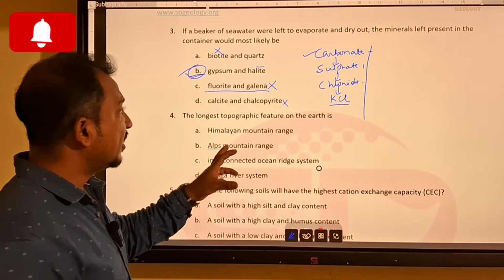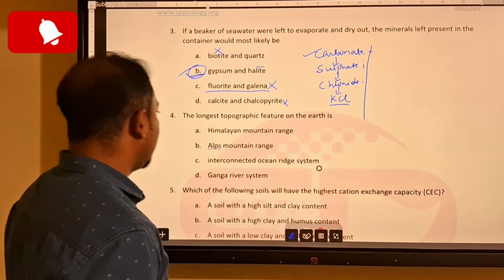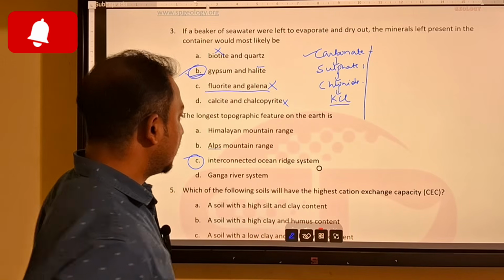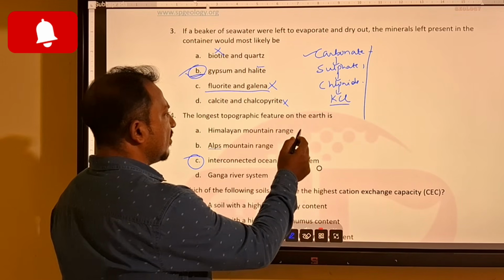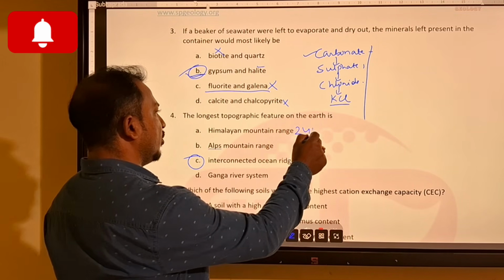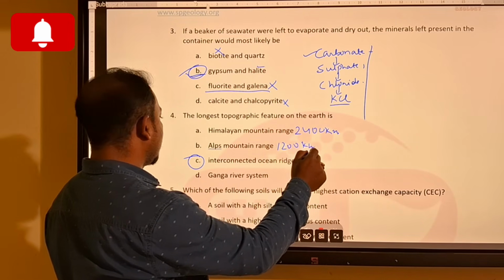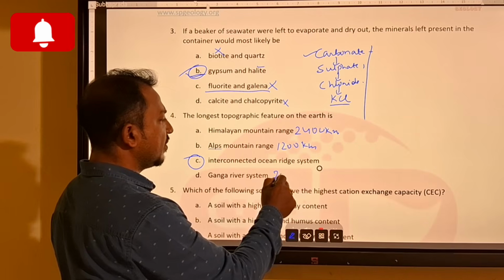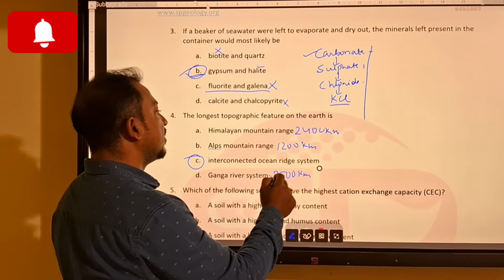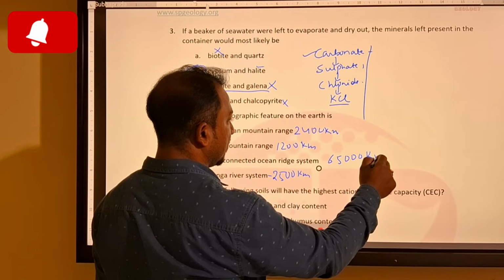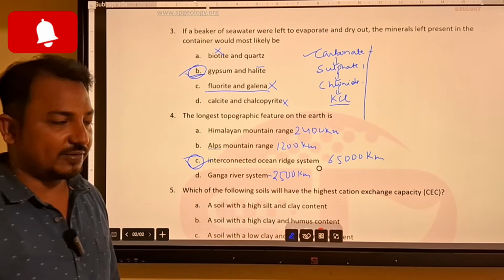Then, the longest topographic feature on the earth. Obviously it is the interconnected oceanic ridge system, which is the longest, as we have discussed. The Himalayan mountain range is approximately 2400 kilometers. The Alps are approximately 1200. The Ganga river system is 2500 kilometers. And the interconnected oceanic ridge system, as we have discussed, is 65,000 kilometers. So this will be the longest.